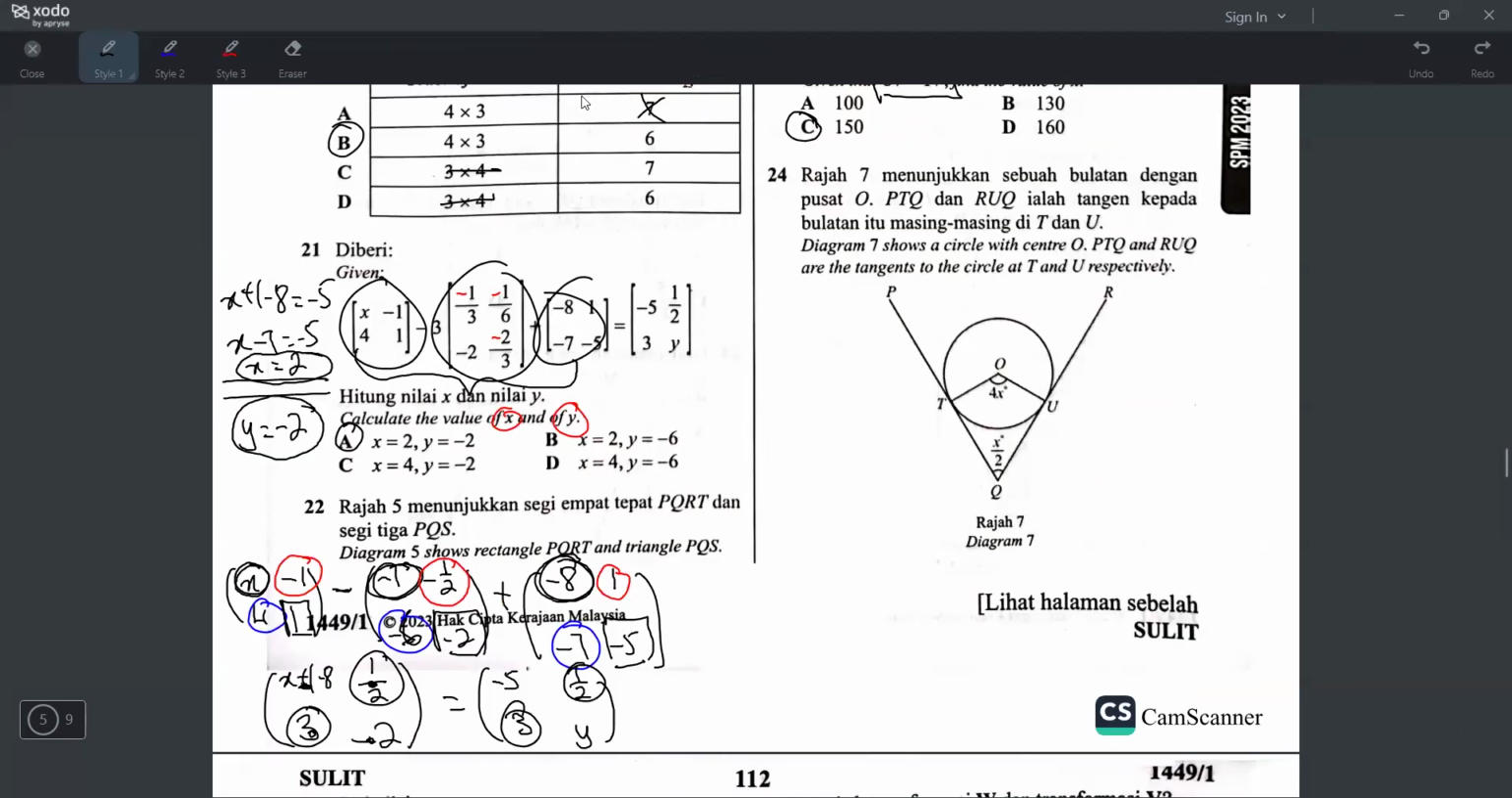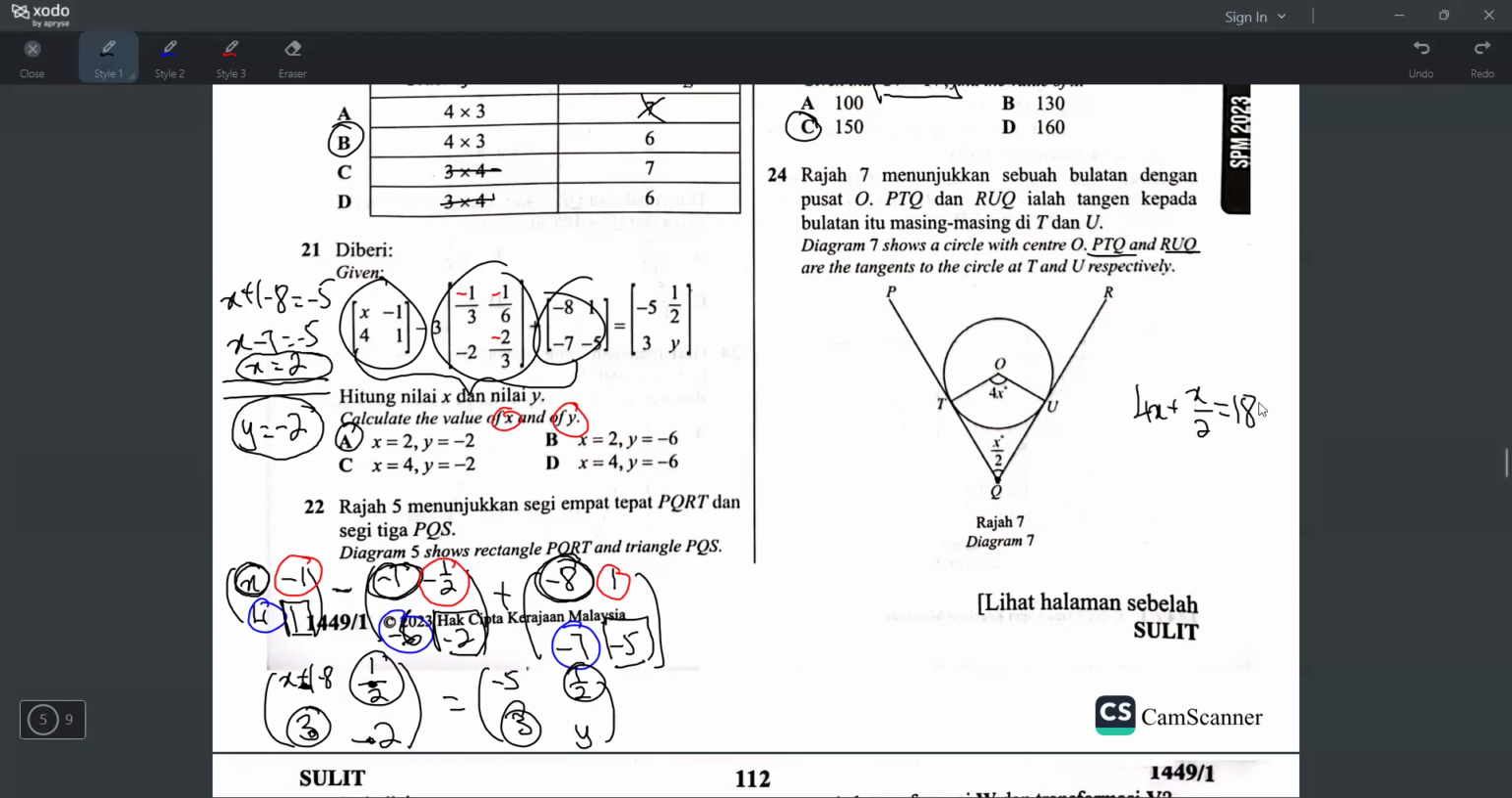Okay, continue. Number 24. Diagram 7 shows a circle with center O. PTQ and RUQ are the tangent to the circle at T and U respectively. So if the circle has 2 tangents, and if they intersect at this point, the total angle here and the total angle here tambah will give you 180. So 4x tambah x over 2 sama dengan 180.